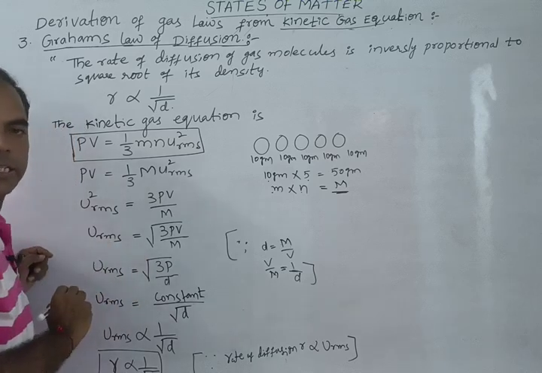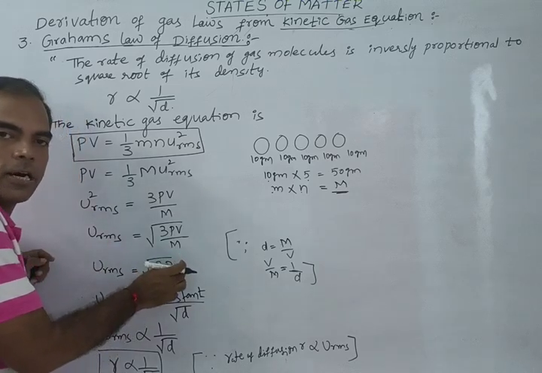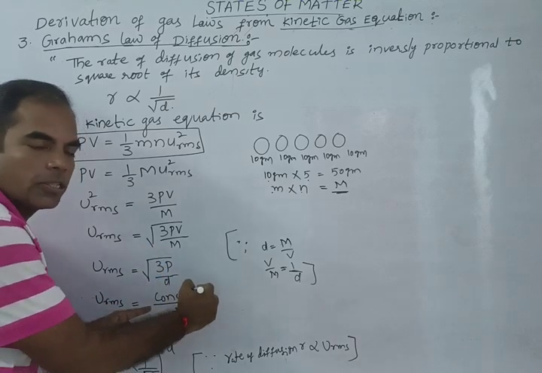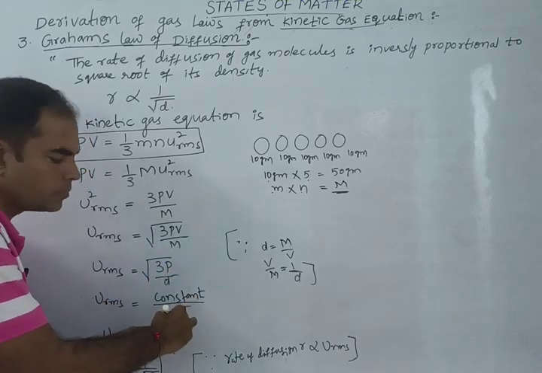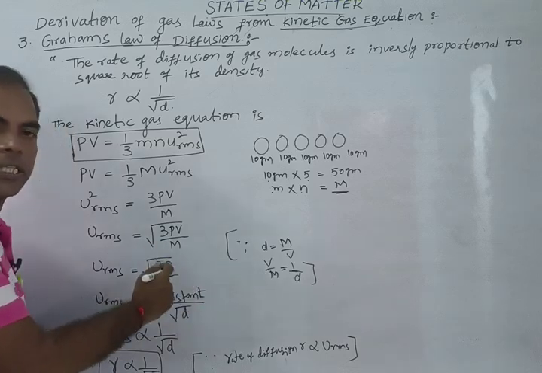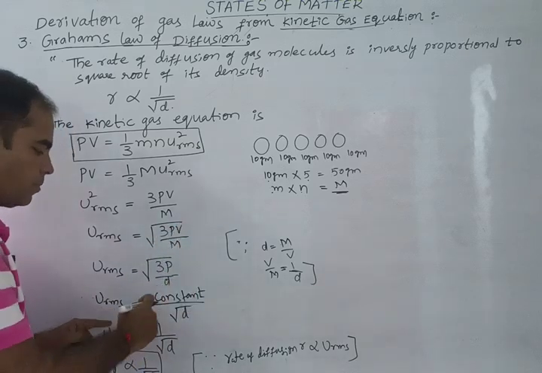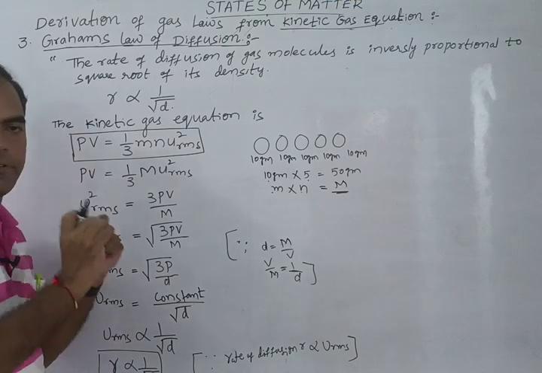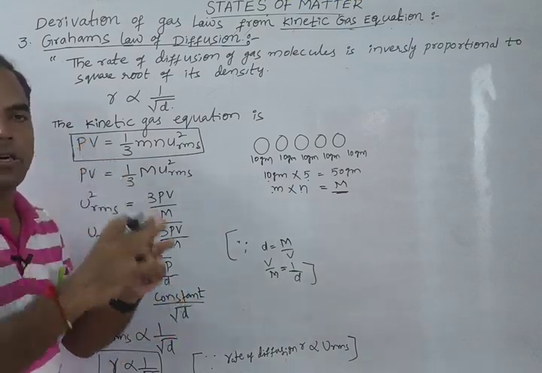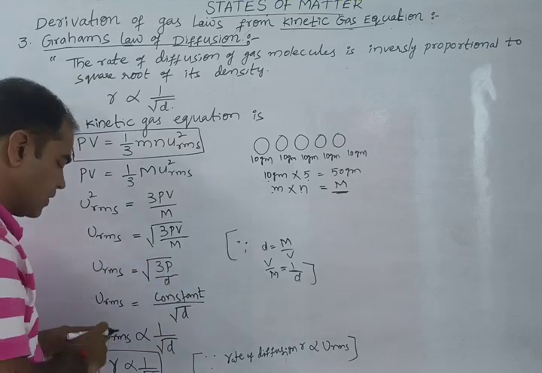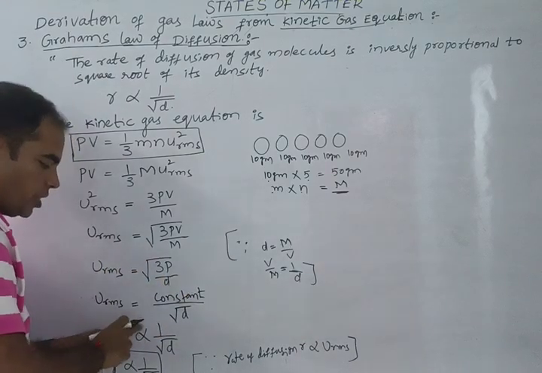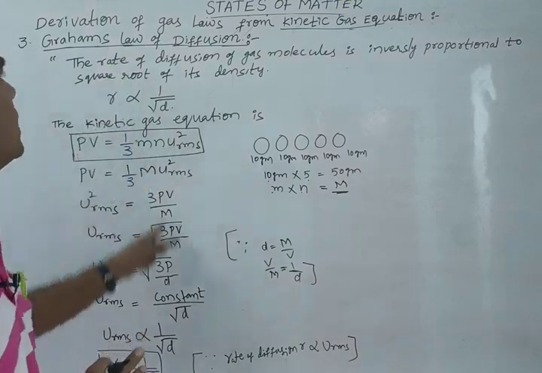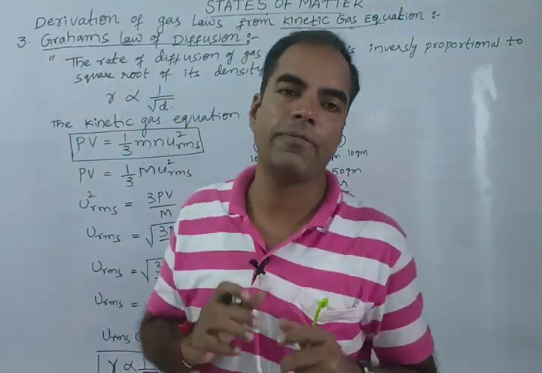Here root 3 is a constant term. At constant pressure, P is also constant. That means U RMS equals a constant term and under root D. Remove the constant term: U RMS is proportional to 1 by root D. Instead of U RMS, the rate of diffusion is directly proportional to RMS velocity. Otherwise, the rate of diffusion or RMS velocity is inversely proportional to the square root of its density. So this is Graham's law of diffusion.